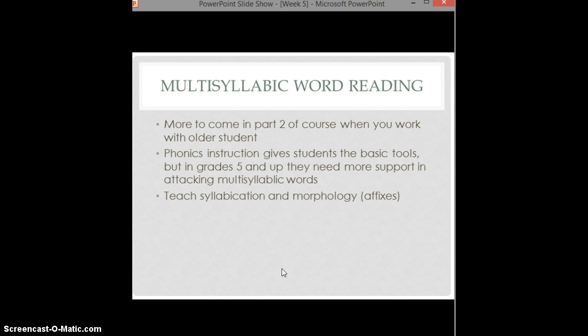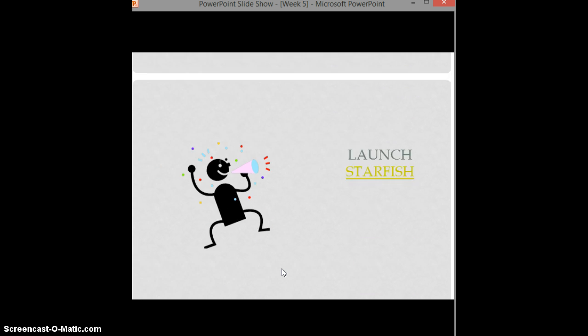Multisyllabic word reading, we're not going to spend tons of time here. More of it will come with part 2 when you work with the older student. So that phonics instruction gives kids the basic tools, but in the upper grades, they really need more support in attacking those multisyllabic words, right? So they've got to have the phonics basics down, of course, in order to be able to do that. And that's when you can really get into teaching syllabification and teaching morphology. And those are skills that help students when they get to that stage. And then we've got lots of assessments that are available for you to use when we want to analyze their ability to use word structure in multisyllabic words.